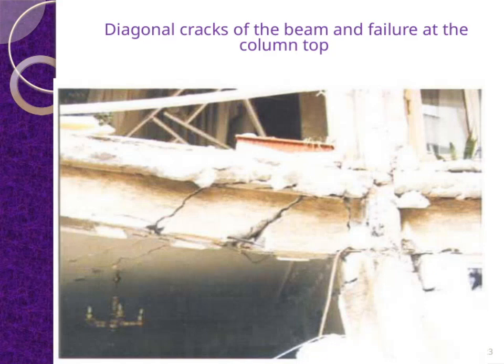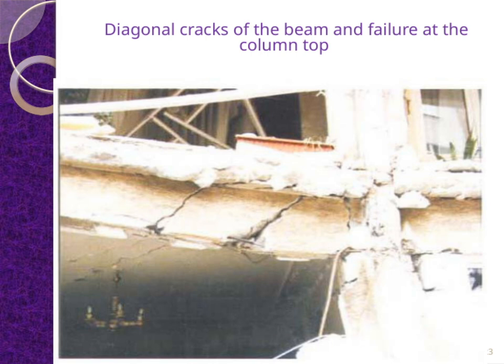Let's take a closer look at this slide. Here, you can see the diagonal cracks that have developed in the beam. These cracks are significant because they often indicate that the structure is experiencing stresses beyond its intended capacity. When cracks form diagonally, it usually points to shear failure, which is a critical failure mode in structural elements.